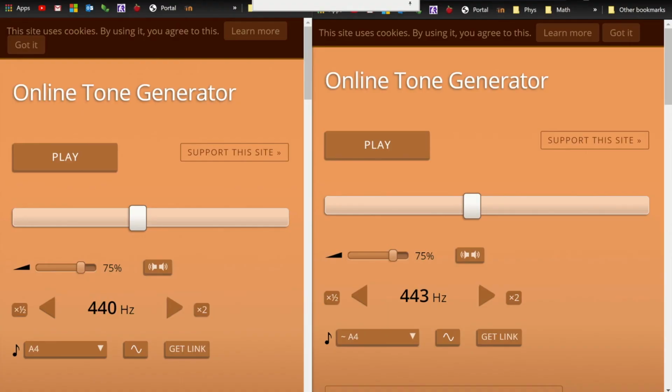Now, hello. I have two online sound generators set up, which you should see on the screen right now. The one on the left is going to generate a 440 Hz sound, which is an A4 on the musical note. I will let you hear just the 440 Hz right now.